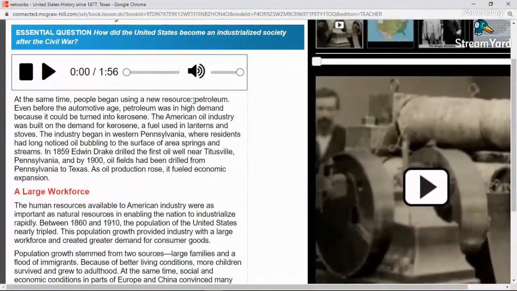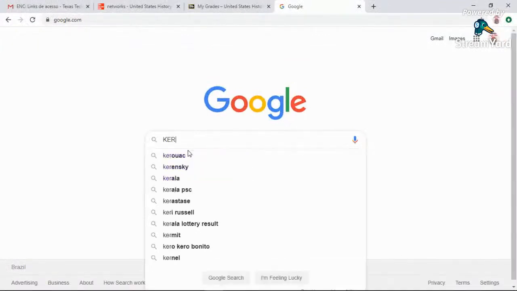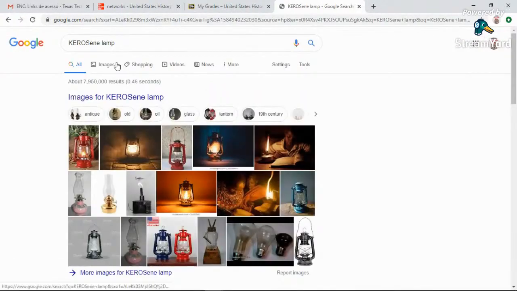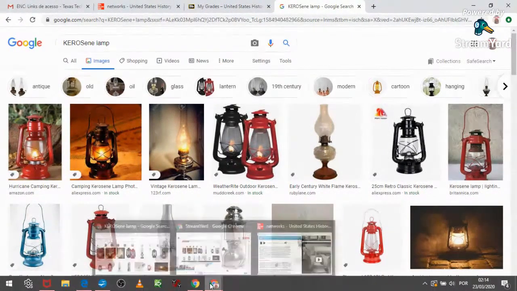there was another resource, petroleum. And what was petroleum good for? Okay, because it turned into kerosene. And the American oil industry was built on this because kerosene was used for lanterns and stoves. Remember, this was before electricity, okay? So oil was very important to light things. So if you have a kerosene lamp, like this right there, before electricity, this is what people used. Okay, so this was very important.